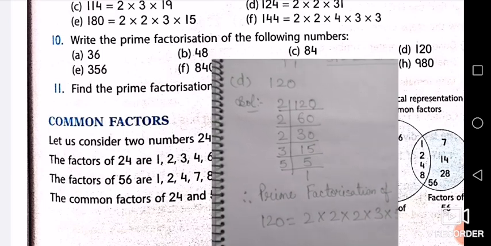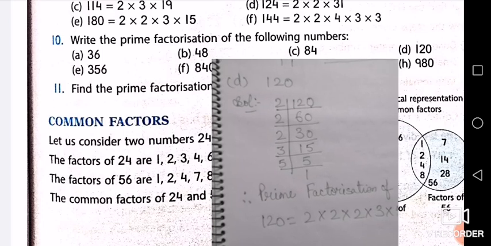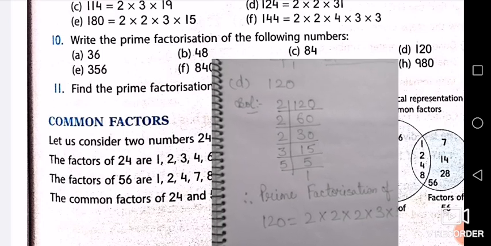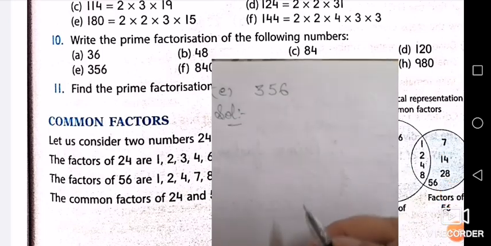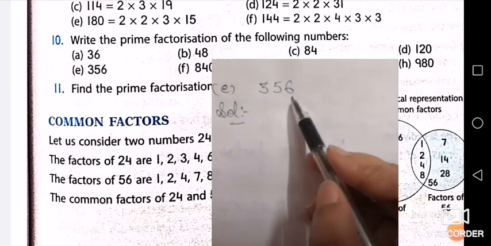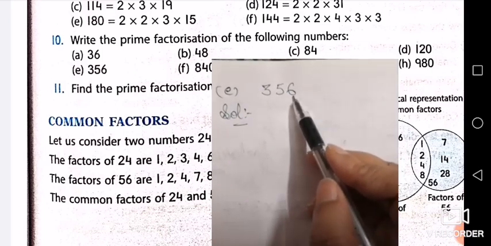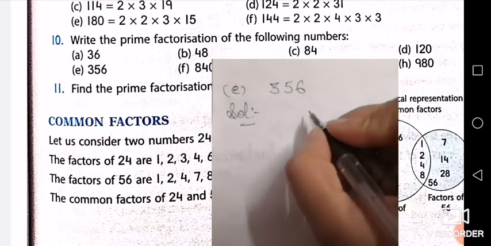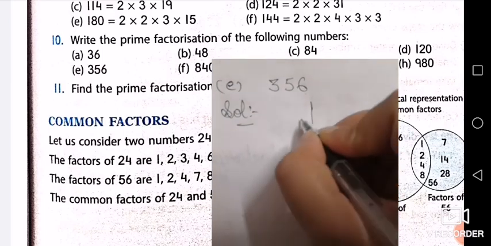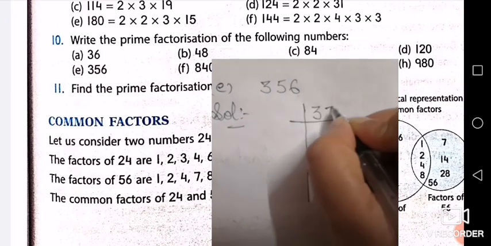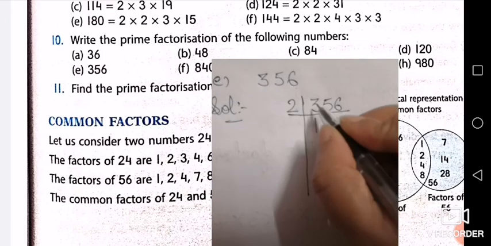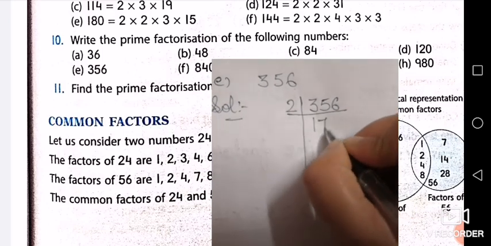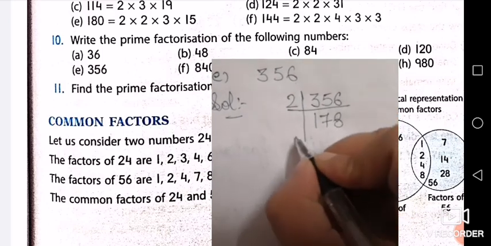So now we will see some bigger number, how we will find out the prime factorization of a bigger number. So now we'll see our E part, that is 356. As you can see, on the ones place we have an even number. So the division of this number, that is 356, will start with 2 only. Now 2 ones are 2, 1 will be left, 2 sevens are 14 and then 2 eights are 16.